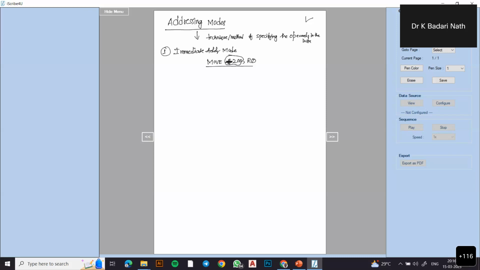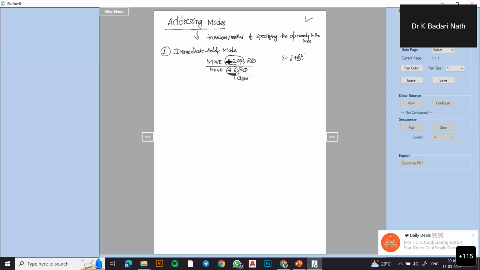For example, in a high level language, if I write i equal to j plus 6, how do you convert that into assembly language? First, I have to load the number into one of the registers and then add the contents of that register to the memory location. That means I will write: move the constant into some register R0. So whenever a high level language program contains a constant, the way to specify the constant in assembly language is to use the immediate addressing mode.